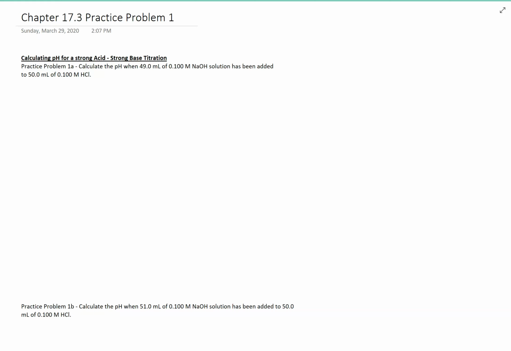So the question says, what is the pH when 49 mils of a solution of NaOH has been added to 50 mils of a solution of HCl? Now, first thing I want you to recognize is what are each of these solutions? So NaOH is, of course, going to be our base, and HCl is, of course, going to be our acid. Remember those definitions.